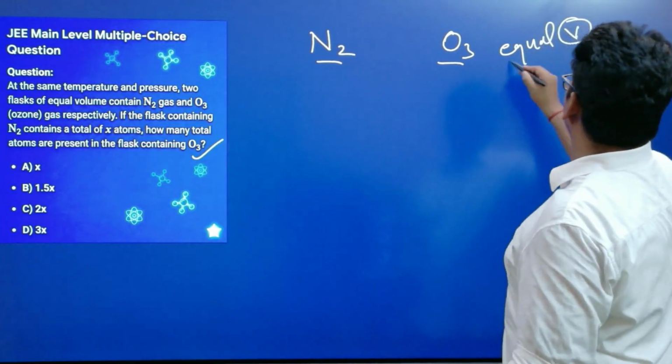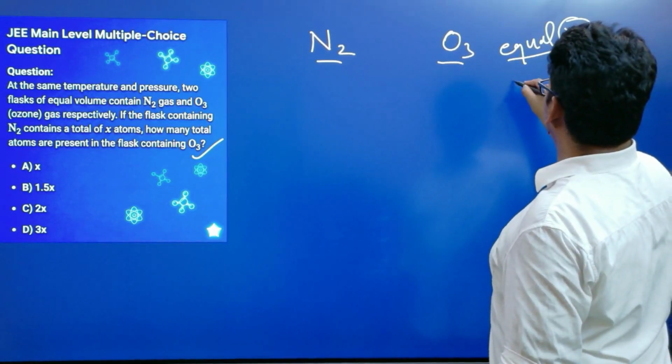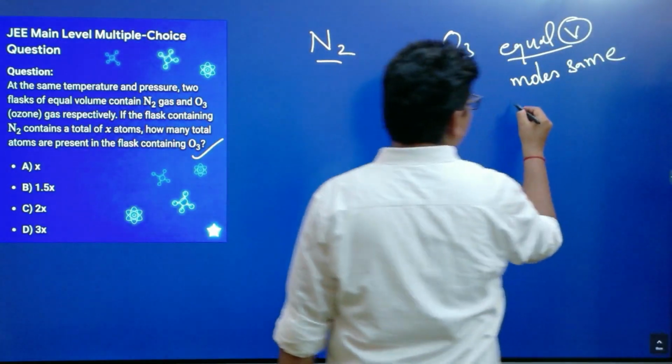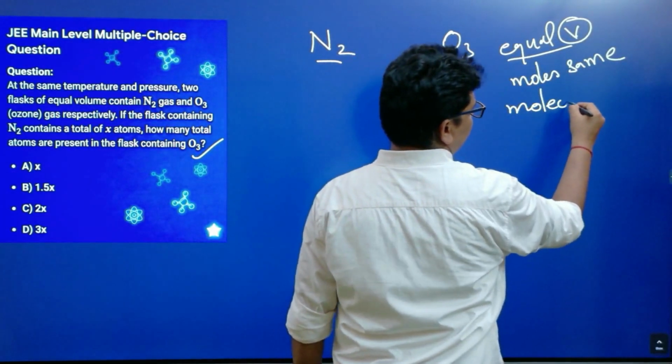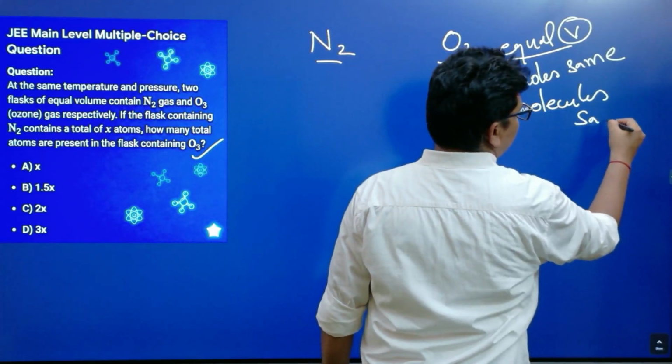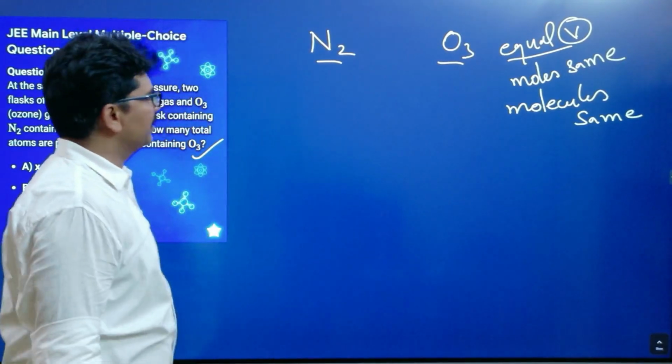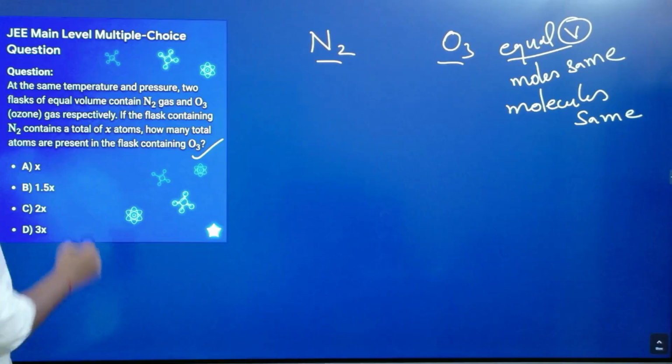Equal volumes means their moles are the same and molecules are the same. Their moles are the same and molecules are also the same with equal volume at constant temperature and pressure. Next, what is given here?